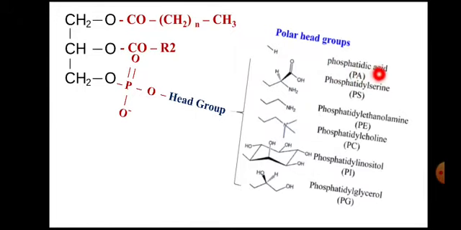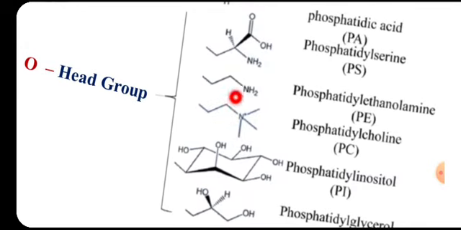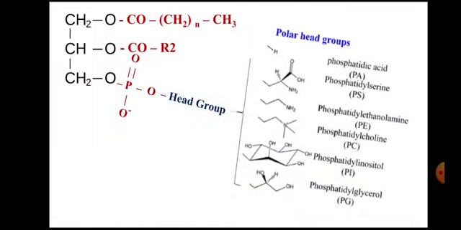It may be phosphatidic acid. When hydrogen is bound here, it is called phosphatidic acid. It may be phosphatidylserine. This is the structure of phosphatidylserine. So from this end, it binds here, and the whole compound becomes phosphatidylserine. Phosphatidylethanolamine: when this head group is ethanolamine, this is the structure of ethanolamine. When this ethanolamine group binds here, the whole structure is called phosphatidylethanolamine. And so on and so forth.